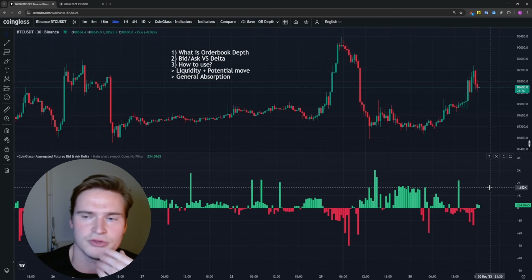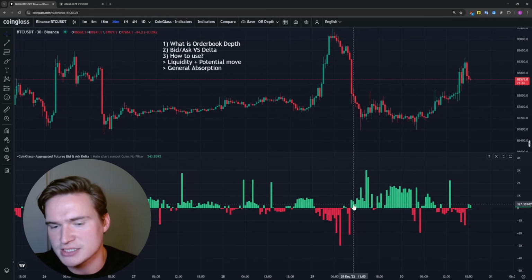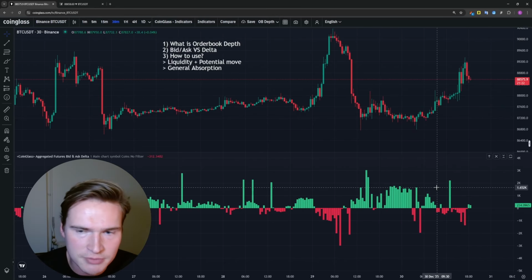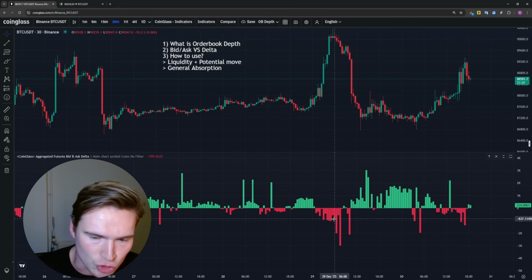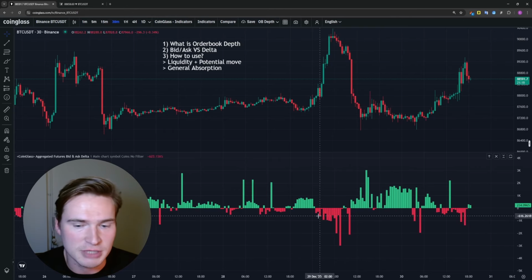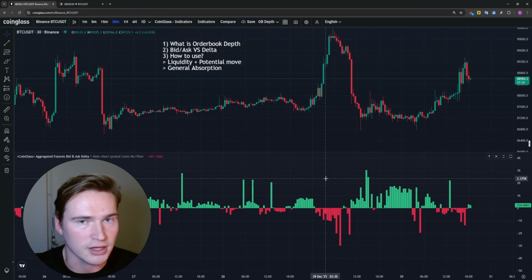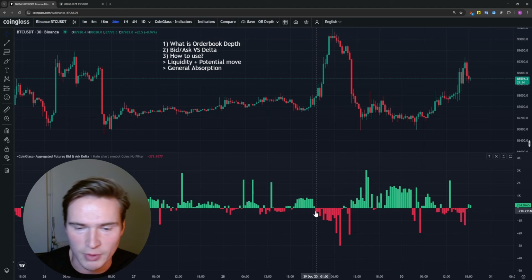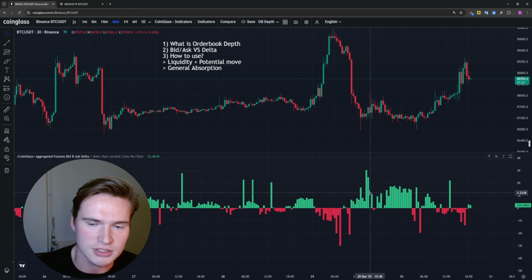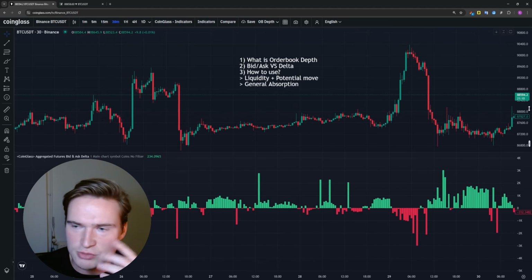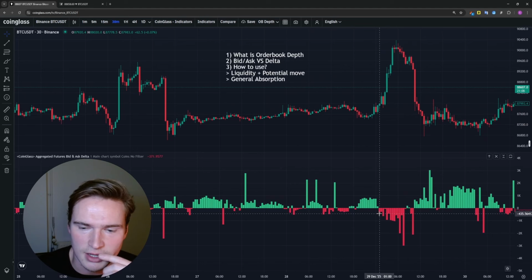Outside of that, how you can also use this is that we know that when the order book delta is green, it usually means that the price is dropping. When it is red, it usually means that the price is rallying, right? So the buyers are in control when the delta is red, the sellers are in control when it is green. So sometimes what you can see is that it is red right here.